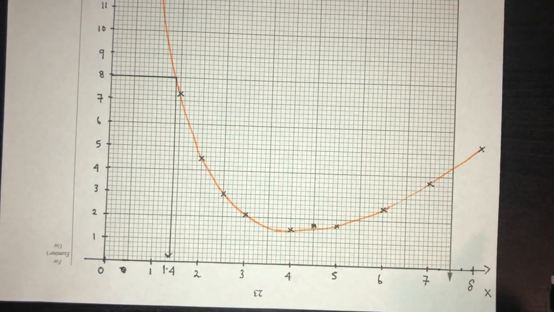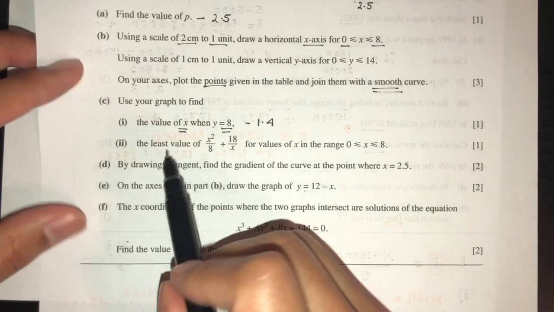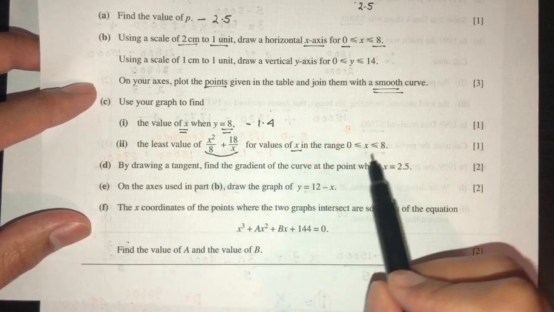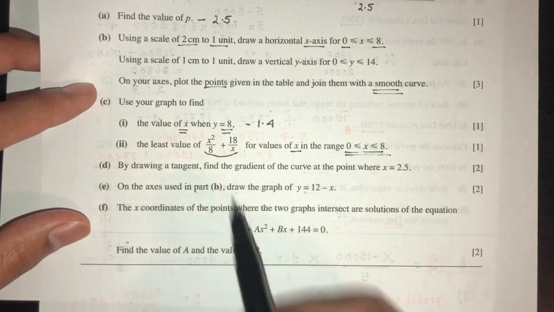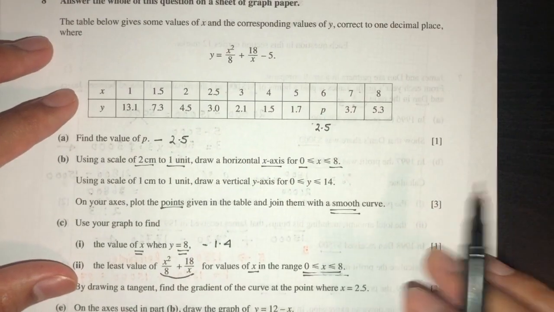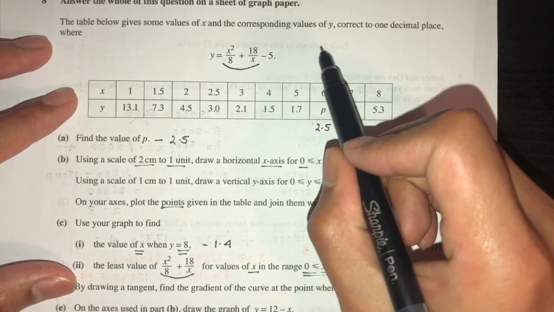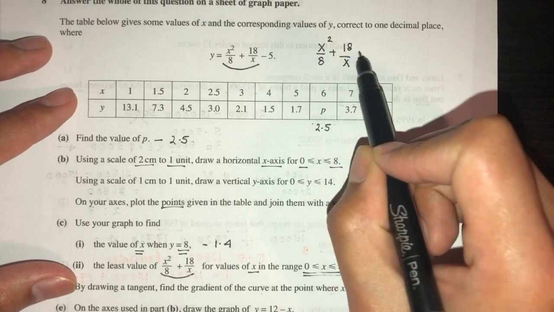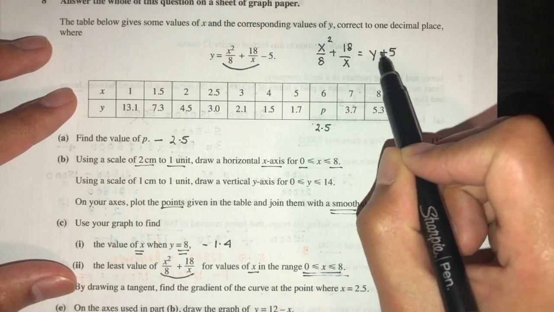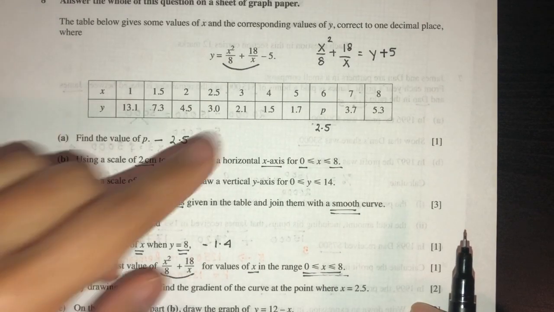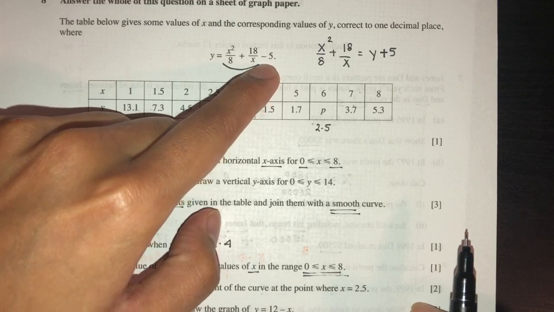Now let's see what else we need to find. So we need to find the least value of this for the value of x between this range. Now you have to observe, what is this? So if you go back to your equation, this is this. If you make this the subject of the formula, it is equal to y plus 5. Okay, so basically what happened was I had to plus 5 to eliminate this value.